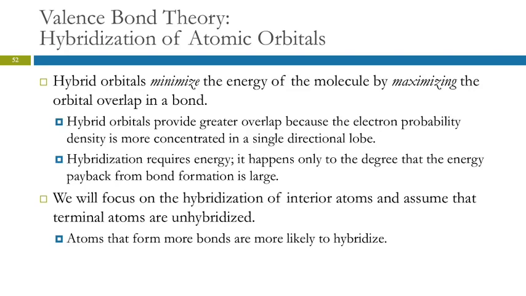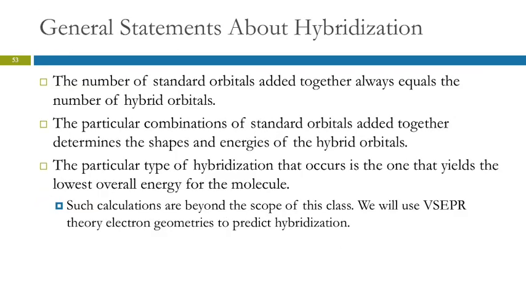So some general statements about hybridization to keep in mind. The number of standard atomic orbitals that you add together is always going to equal the number of hybrid orbitals that you get. So you could think of it as orbitals are conserved. If you take 2 orbitals and you combine them together, you're going to get 2 hybrid orbitals. If you combine 4 orbitals, you're going to get 4 hybrid orbitals.